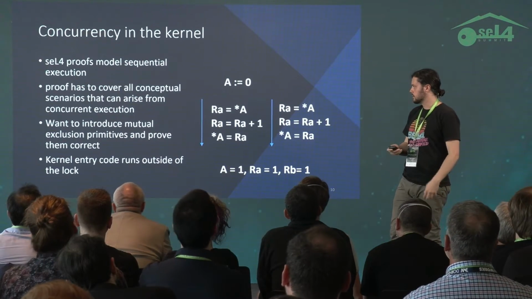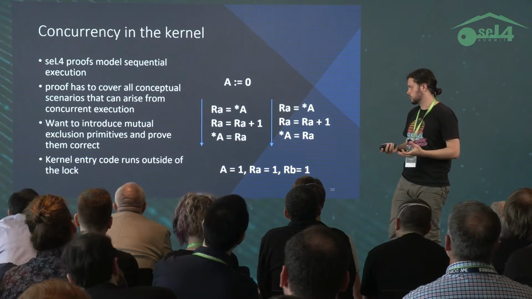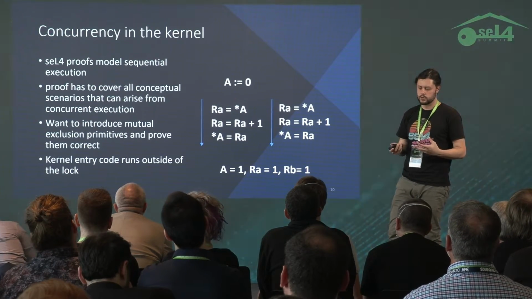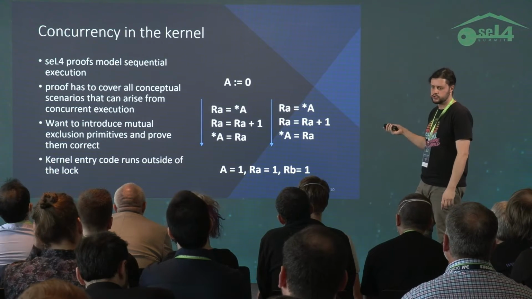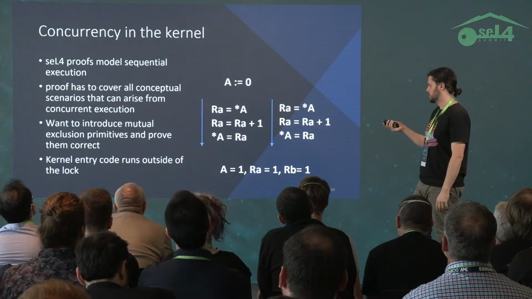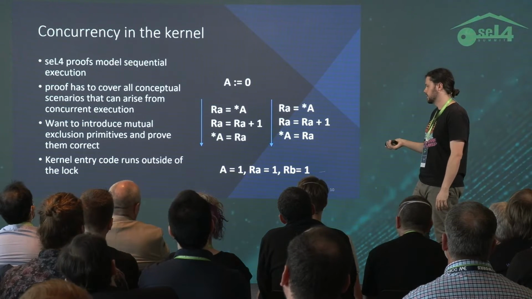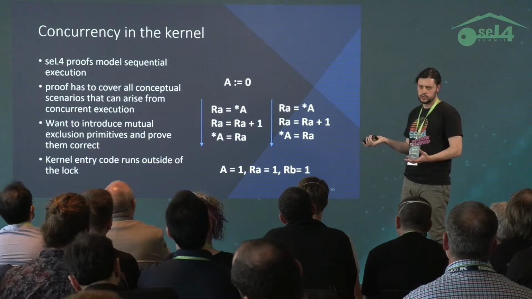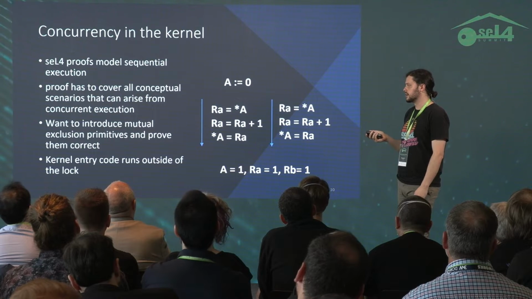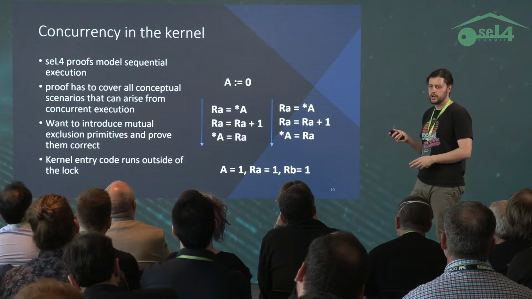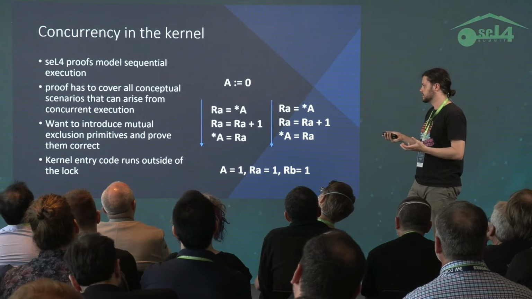So as I was saying, the biggest thing now is that there's concurrency in the kernel. However, the seL4 proofs model sequential execution. So this diagram here is just a classical race condition where you have two threads of execution adding one to a variable and writing it back, and you can get a scenario where you lose one of the writes, or you lose one of the increments. So the proof has to cover all conceptual scenarios where a race condition would potentially impact correctness.